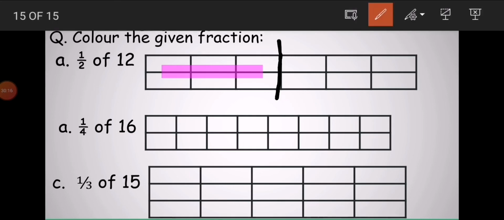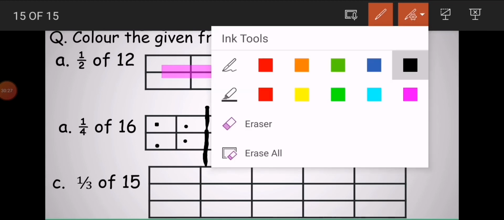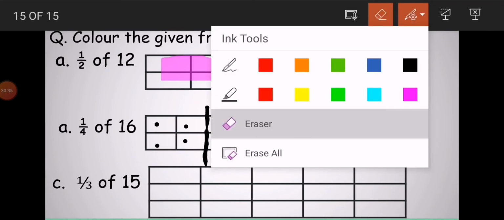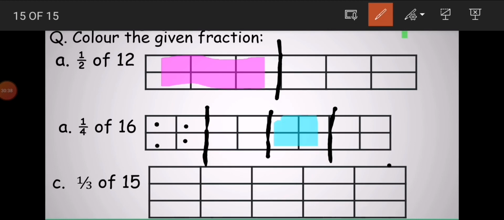So, we will count 4 boxes here. 1, 2, 3, 4. This is the 1 quarter. 1, 2, 3, 4, second quarter. 1, 2, 3, 4, third quarter. 1, 2, 3, 4, fourth quarter. So this is the 1/4. So we will color 1/4 here. You can also color any 1/4. You can color this 1/4, or you can color this 1/4. This is your choice. Color any 1 by 4 there. So I am choosing the first one, 1 by 4th.